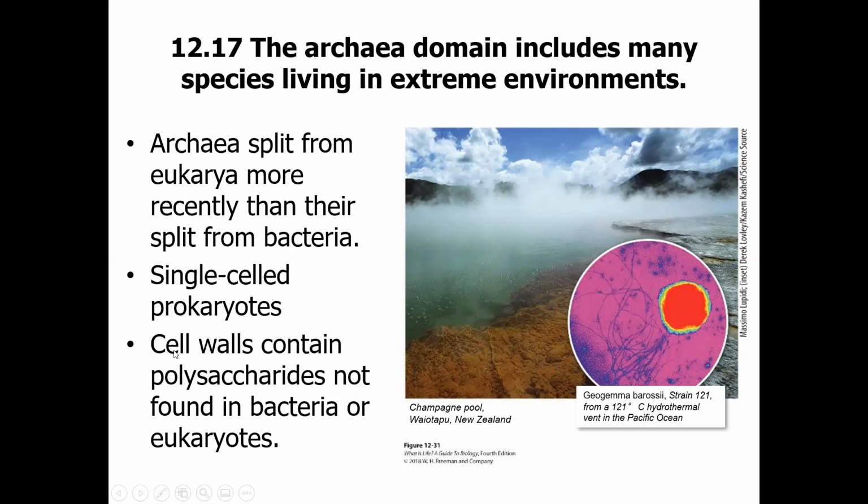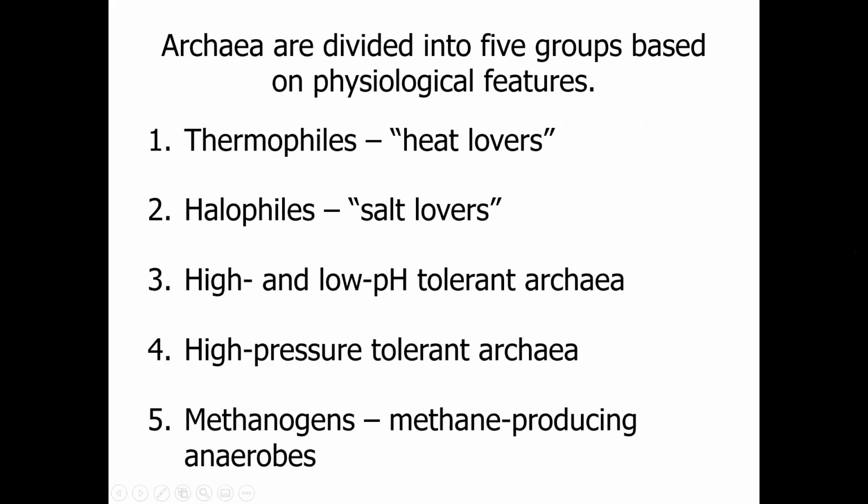Additionally, they will have cell walls, which is a weird feature because that's something we usually associate with plants. And archaea are usually found in a lot of extreme environments. So we have 5 groups that they can be divided into based on their physiological features. The first one we have is called thermophiles. Thermo means heat and phile means love. So they really like heat. If you think of something like a vent from a volcano with ridiculously hot water, they would be thriving there.